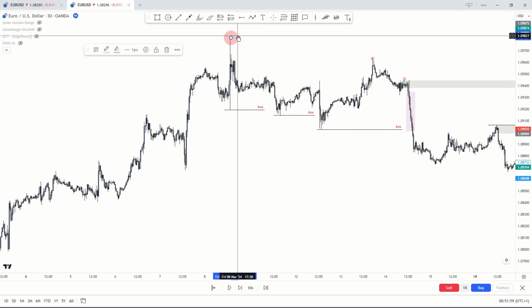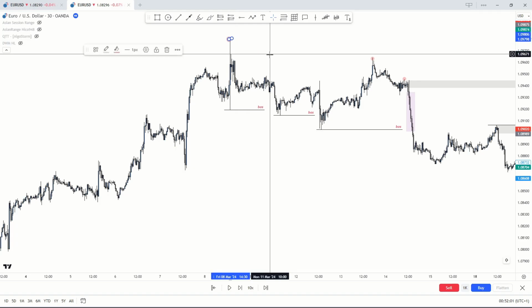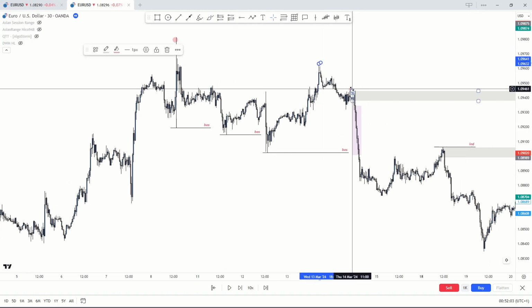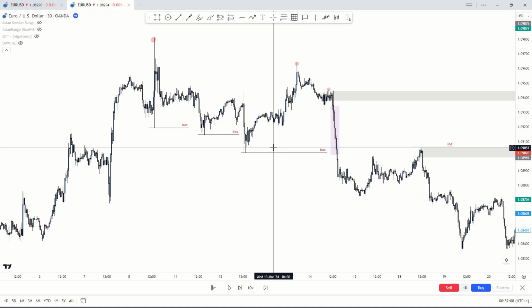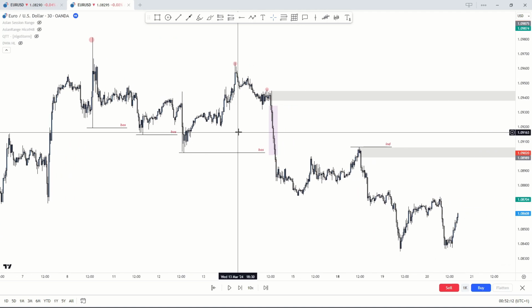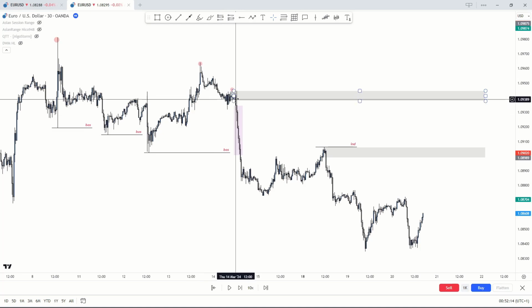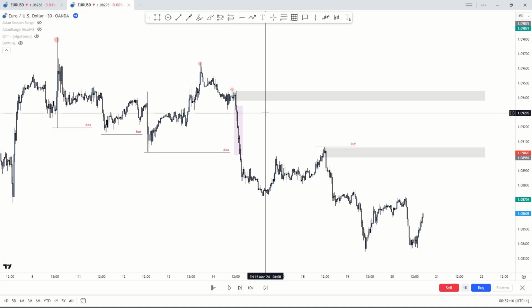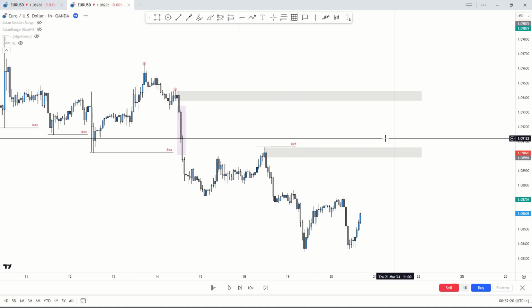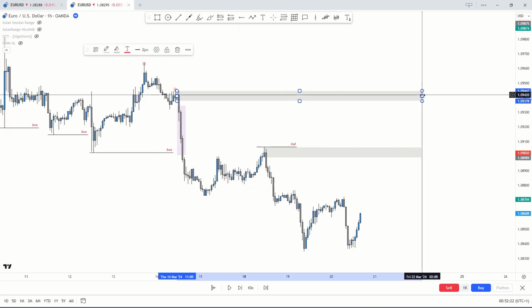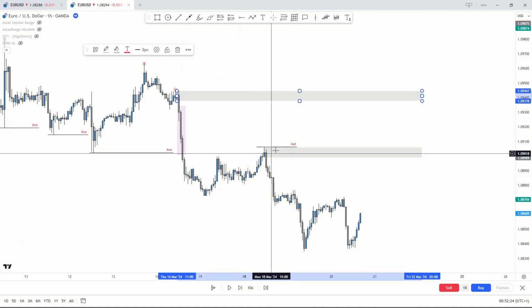So let me just make this a bit smaller. So we have mitigation 1, 2, and 3, and we have break of structures 1, 2, and 3. So these are successive, consecutive break of structures and successful mitigations. So we can clearly see that our high probability OF zone lies over here on the 1 hour time frame, right? So now all we have to do is wait and see whether we're going to see a confirmation from this level.